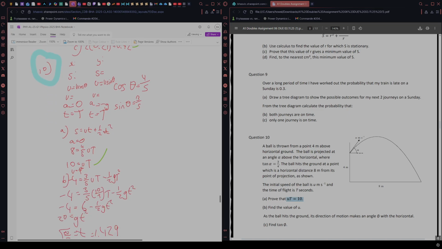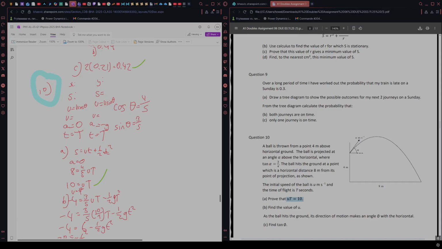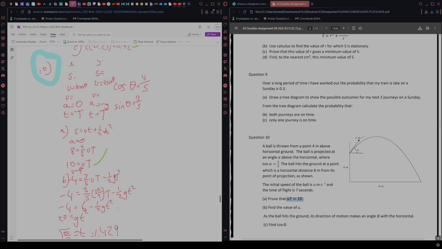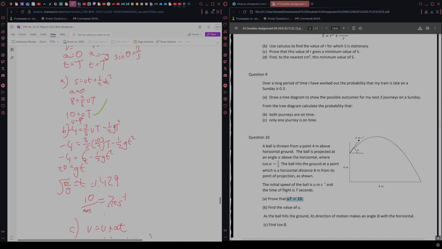For b, we can rearrange this, and I'm sure we've seen this before as well. We do the vertical now, same equation but vertical, and then we substitute u equals 10 over t into this equation. We get an equation with t, and then find it from here.